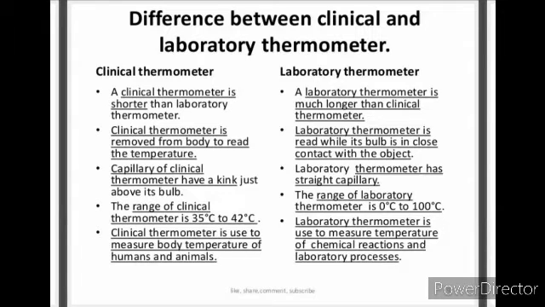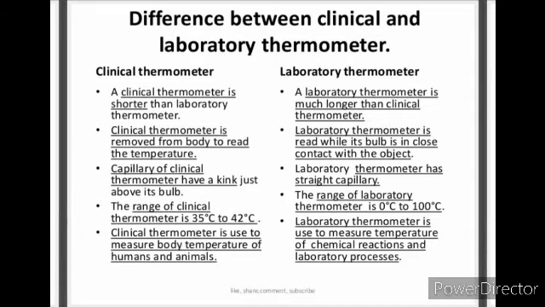Next, the capillary of a clinical thermometer has a kink just above its bulb. But a laboratory thermometer has a straight capillary. The range of a clinical thermometer is very small, from 35 degrees Celsius to 42 degrees Celsius. But the range of a laboratory thermometer is vast, from 0 degrees Celsius to 100 degrees Celsius. So it means they can read only up to this range, not above and not below that.